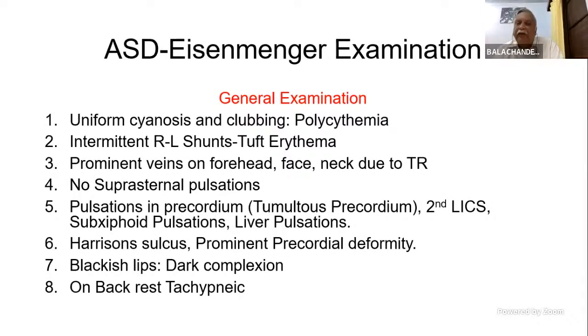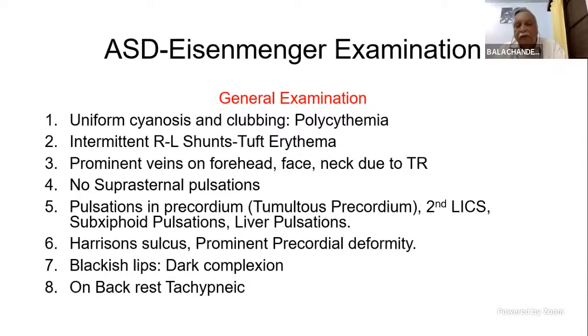Coming to the general examination, the important thing is uniform cyanosis and clubbing, where you can have polycythemia. There is a skin condition which indicates intermittent right to left shunts. What is the skin manifestation of intermittent right to left shunts, especially in ASD? That is tuft erythema, seen in fair people. So this tuft erythema is one of the signs of intermittent right to left shunt.